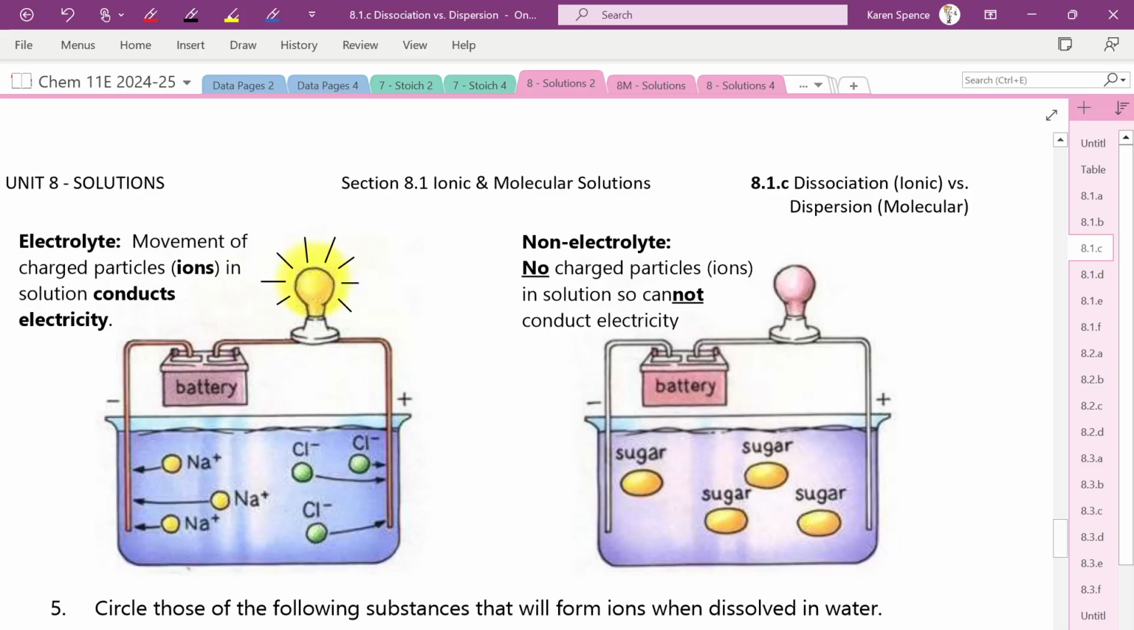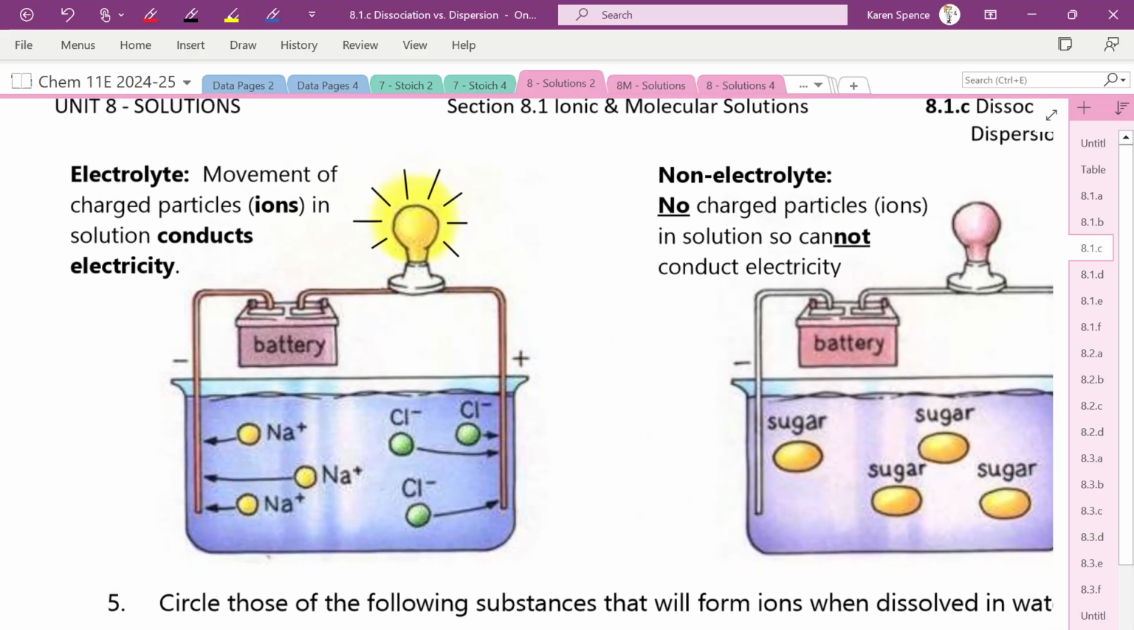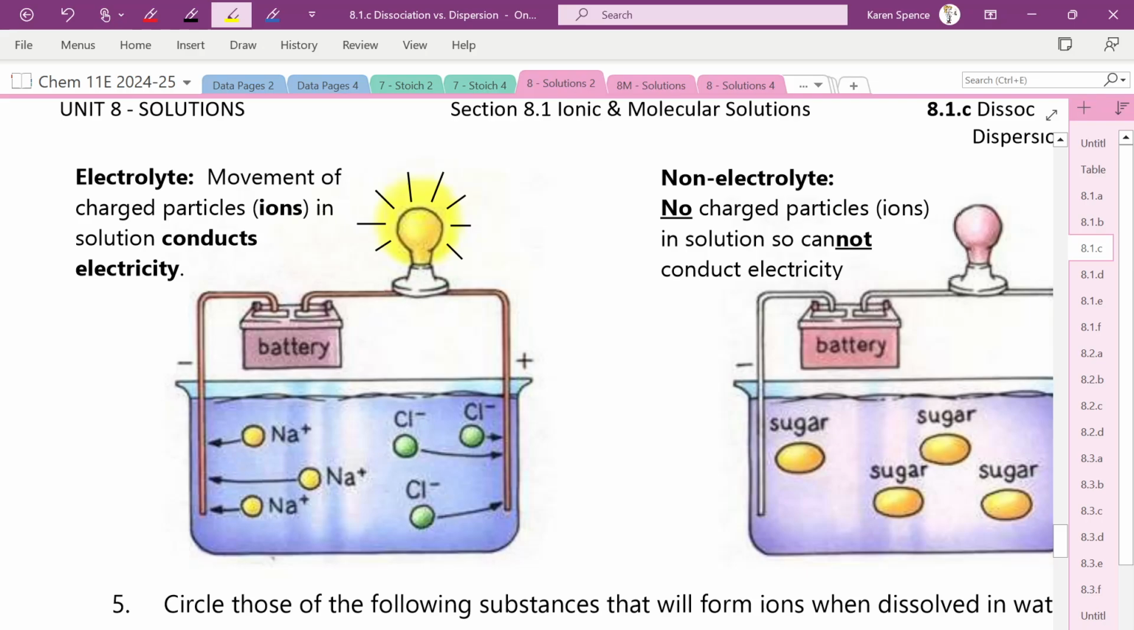And you can see here with our electrolyte, we have the ions and they are moving. All the positives move in one direction, all the negatives move in the other direction. And what do you notice about the light bulb? It lights up, yes, because we have completed the circuit.